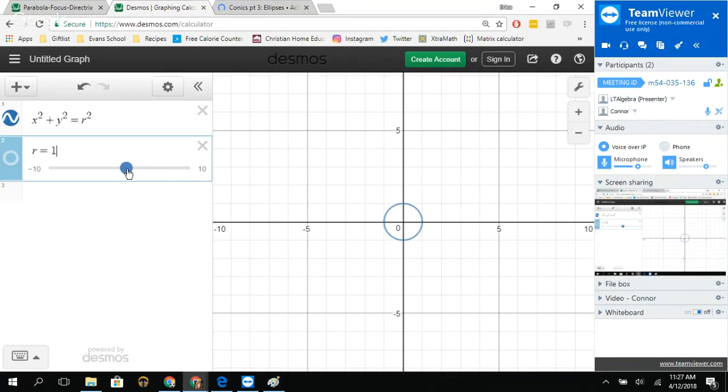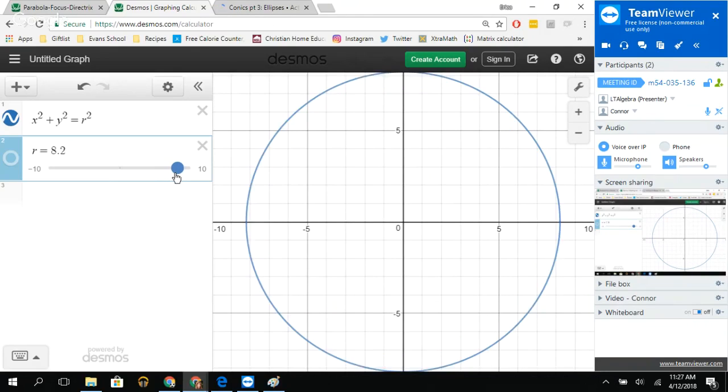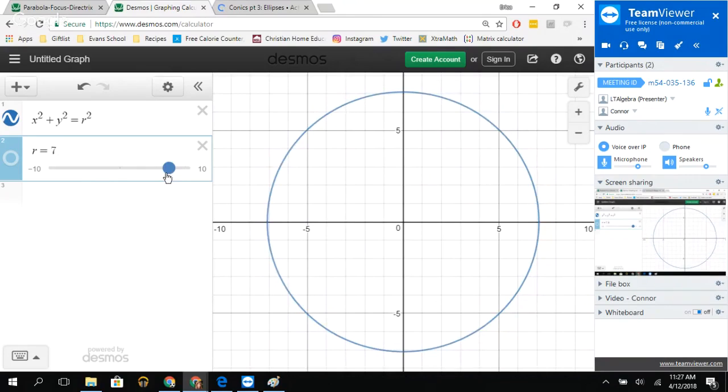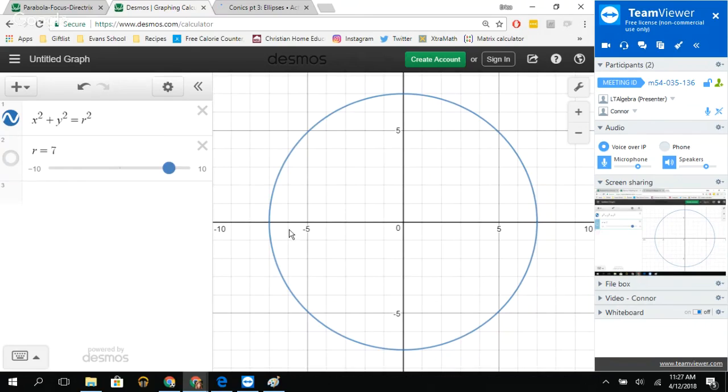So for example, if you have a radius of 7, then you can see that there's your radius of 7, because any point from the center to the outside is 7. And if I drew from here to here, this would also be 7 units.